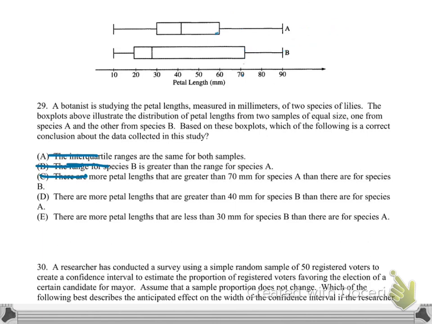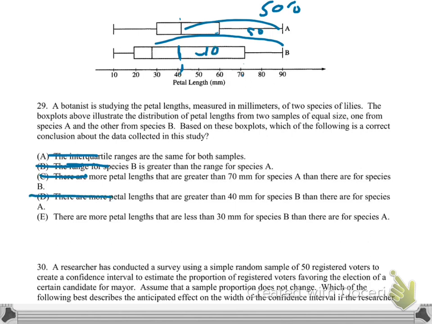All right, so now let's go to D. The petal lengths are greater than 40. Well, what do we notice here about 40? 40 looks like my median. So, and we're talking about greater than. So we got 50% here. But look at here. This here is 50%. So who knows what this might be? This might be 45. It might be 40. So there are more lengths that are greater than 40 from B. Well, that's not true, because what did I say? That this is probably 40 or 48.